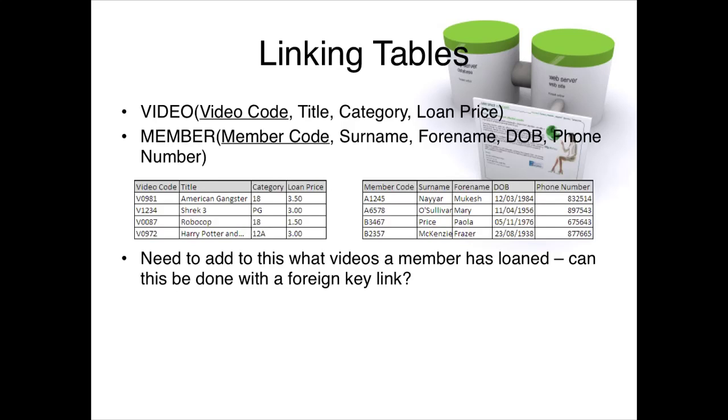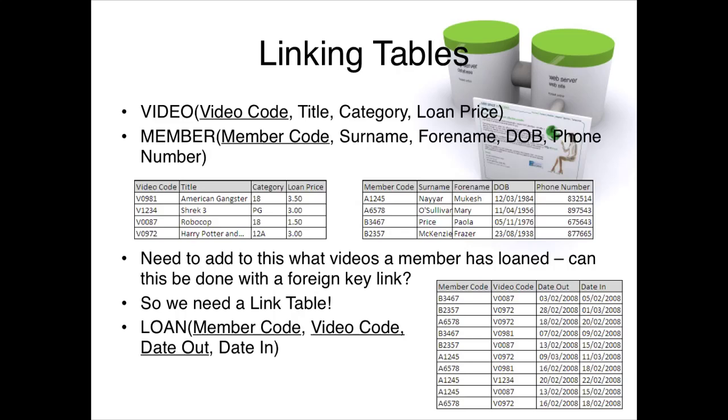Sometimes we need to link tables in a bit more of a complicated way. Here we've got some videos and some people. Now the problem we've got is that one video could be loaned out to many people and a person could take out many videos. So instead of having a one-to-many relationship, we've got a many-to-many relationship. Now we can't link this with a foreign key, it won't work. So we have to use a different method, and the method we choose to use is a link table.